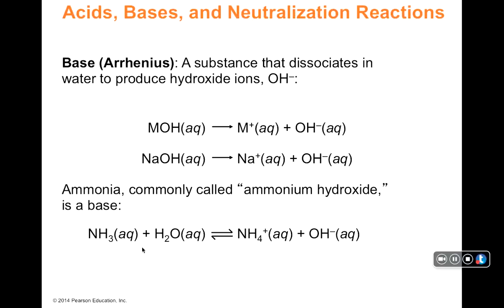Another one to note that does not itself dissociate into hydroxide ions is ammonia. So while ammonia does not have an OH attached to it, it is also considered a base.